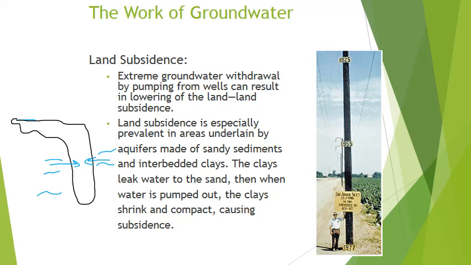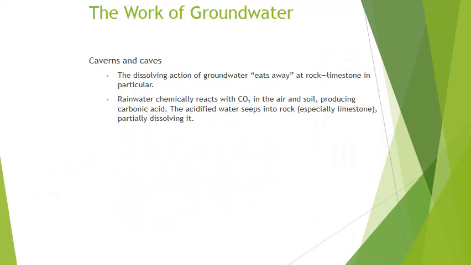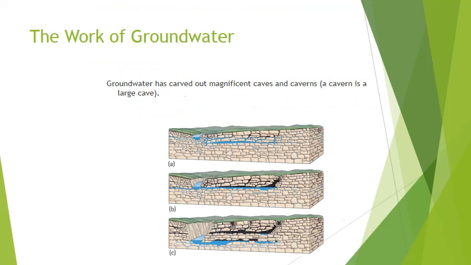So that's another thing that can happen as water is drawn from the water table. Water can also create caverns and caves because it dissolves carbonate minerals in the ground. And that's actually a fairly common thing in this part of the country. Alabama, Mississippi, portions of Tennessee have wonderful caverns and caves as a result of this motion of water through the ground, dissolving over time, creating caverns and caves.